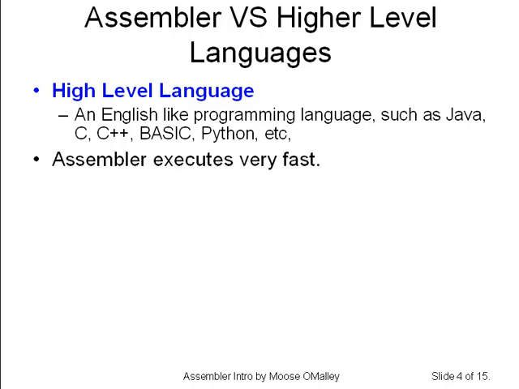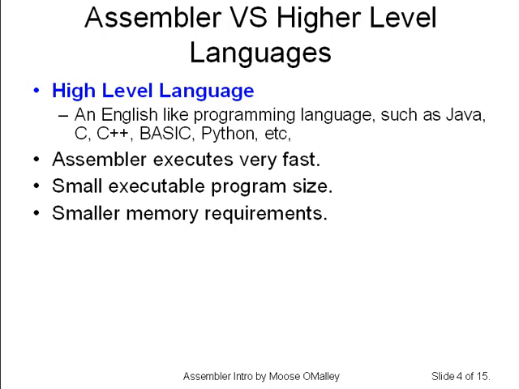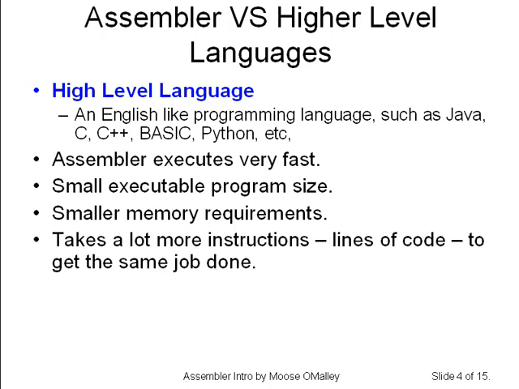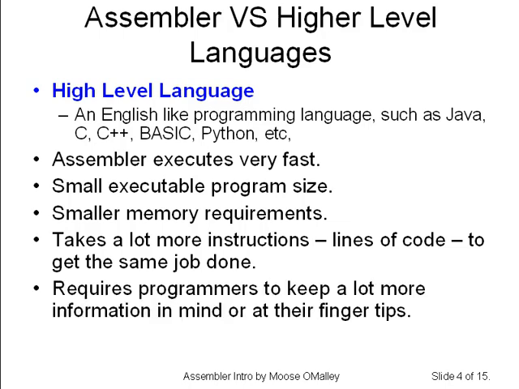So in contrast to high-level languages, assembler executes very fast. Generally, if you want something done super fast, you do it in assembler. When compiled, the executable program size will be much smaller with assembler compared to a high-level language program. It hasn't got any overhead, or as much overhead, as a high-level language program might have. It's got smaller memory requirements in general, and it generally takes a lot more instructions, in other words, lots of lines of code to get the same job done. So you're generally writing a lot more lines of code when you do assembler compared to a high-level language.